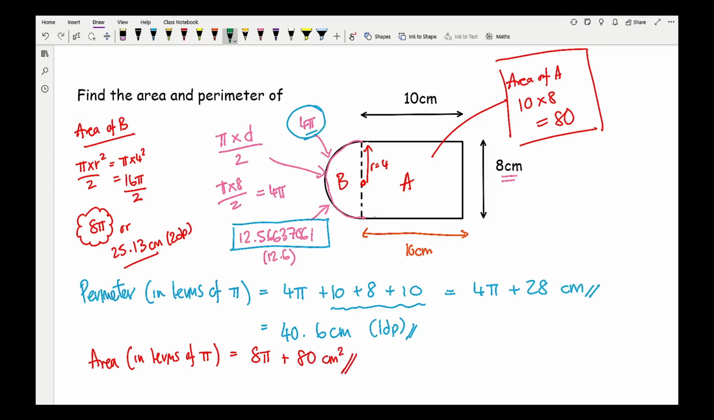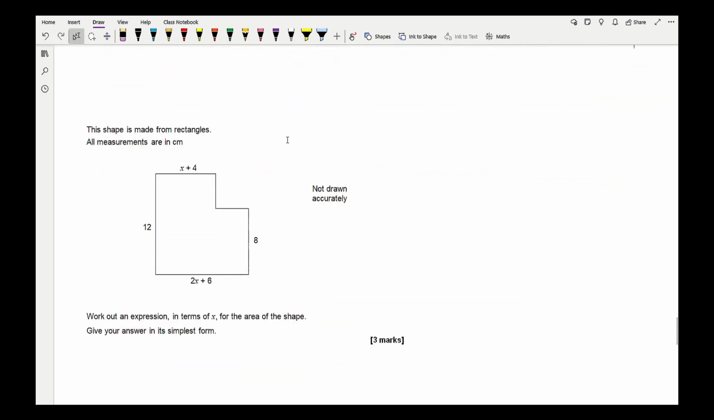However, if they wanted me to work out the actual answer, then I would do 25.13 plus 80, which equals 105.13, and again, don't forget the unit, centimeters squared. I've rounded that up to 2 decimal places. So just be wary of being comfortable with working with pi, and if you're not too sure, I've done a video on area and perimeter of circles where this does incorporate this use of wording in terms of pi. So let's move on to our next question.